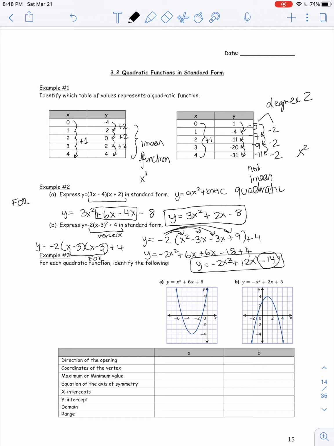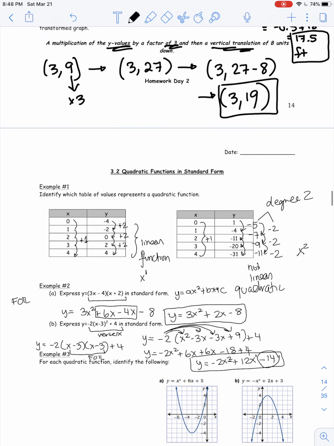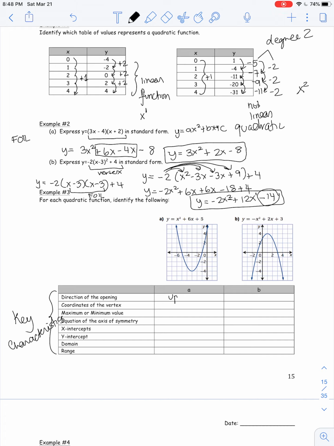For each quadratic function in example number 3, we're going to identify all these key characteristics. So these are called key characteristics. So we want to be able to identify these for all quadratic functions, whether they're in vertex form or standard form. As you can see, we already have our graph given, so we're going to use the picture to help us. So the direction of the opening, in this case, this one is upwards. Another reason we know that is because the value in front of x squared is positive, even if you don't see it. In our next case, we see that there's a negative sign, so that one is downward.